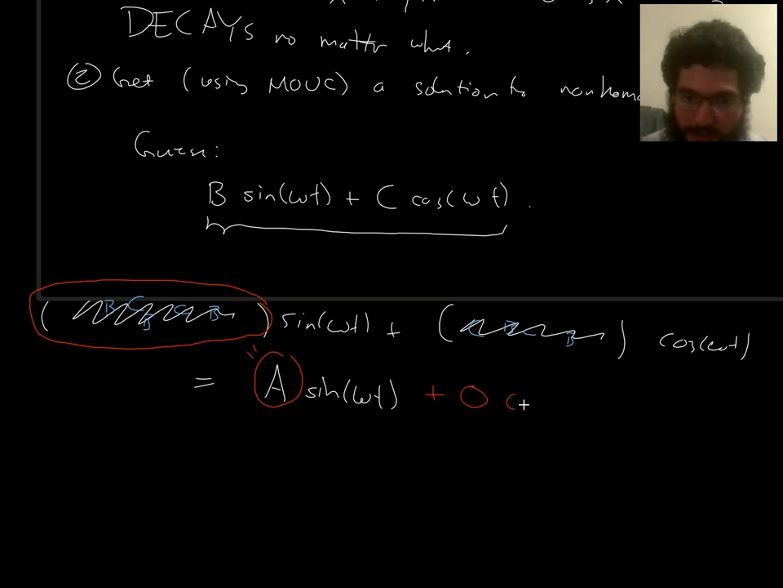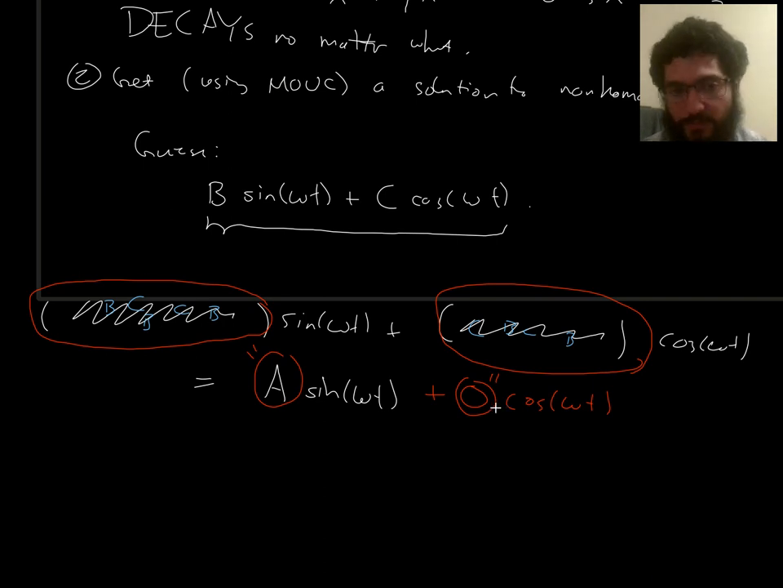And then here, this is plus 0 cosine omega t, right? So here's your other equation. This equals 0. So there's your two equations. Whatever you got here equals a, and whatever you got here equals 0. Two equations, two unknowns, b and c.